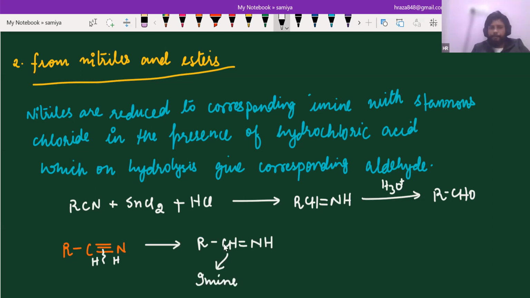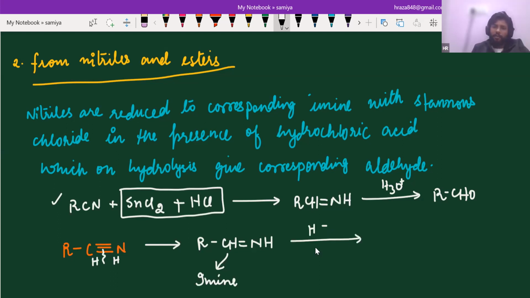As you can see, stannous chloride and HCl help in the reduction of nitriles and form imine. After this, if you do hydrolysis, that means H plus and OH minus will be there. You also know that there will be a negative charge on nitrogen because it is more electronegative, and a positive charge on carbon because it is less electronegative than nitrogen. So this negative will attack here and it will form RCHO.